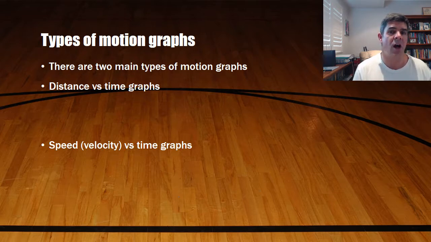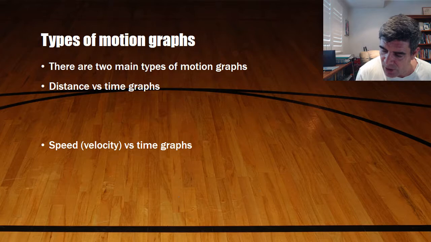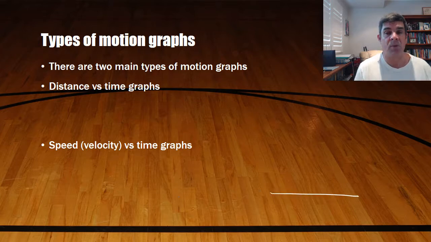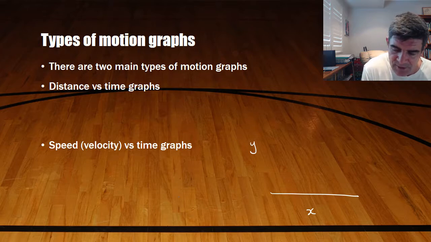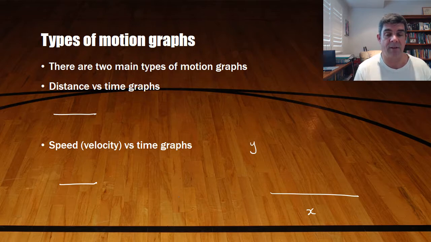So there are two different types of graphs that we're going to ask you to be able to interpret, and they are distance versus time graphs and speed or velocity versus time graphs. The most important thing about these graphs is to determine from the axes which of the variables is on the y-axis. Usually it will be time on the x-axis.